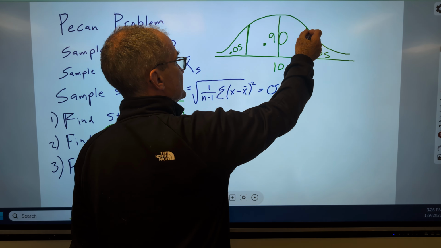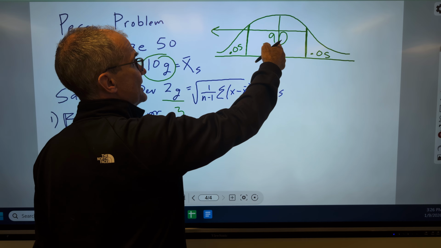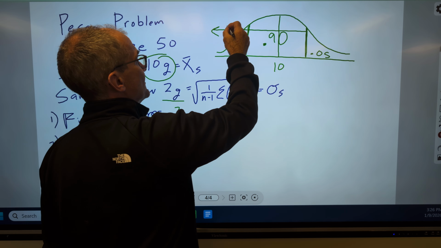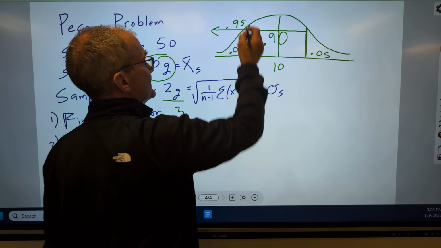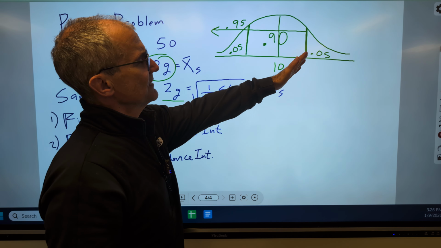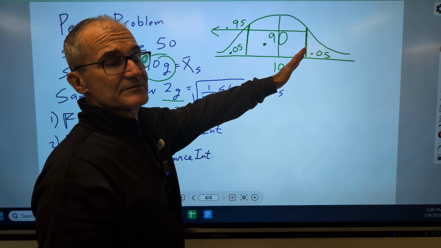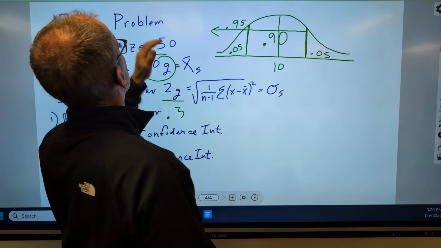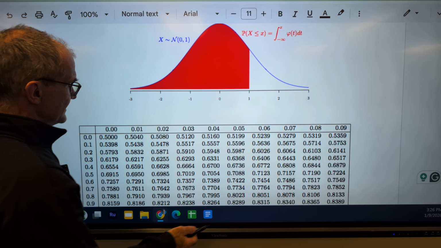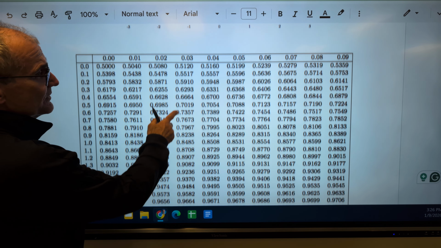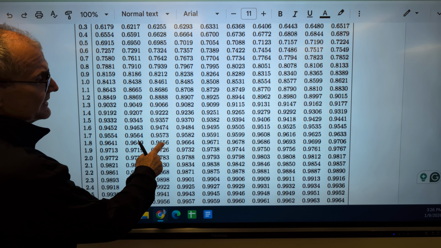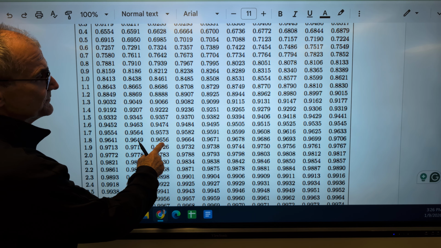Then everything to the left of this is a 90 and 5, or 0.95. So I'm saying everything to the left of this point, the area under the graph to the left of this point, is 95%. That is the area under the table. I have to go into my Z table, look up 95 in the body of my table.